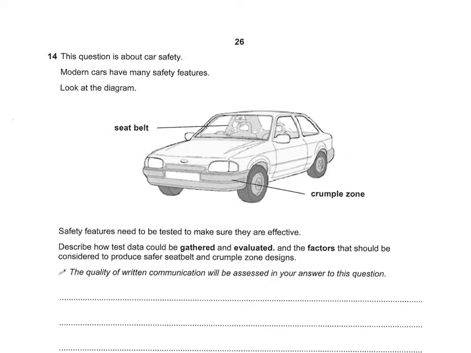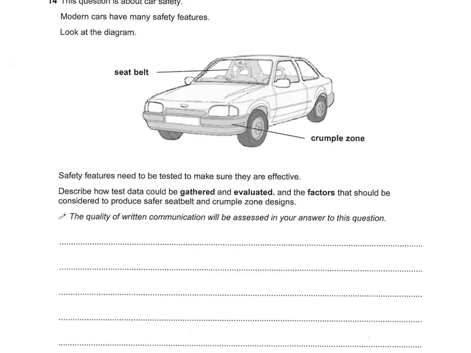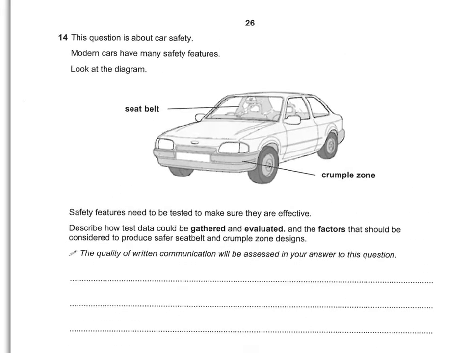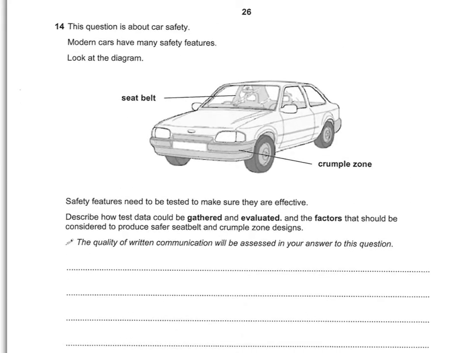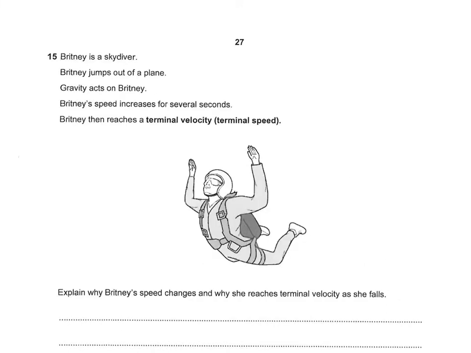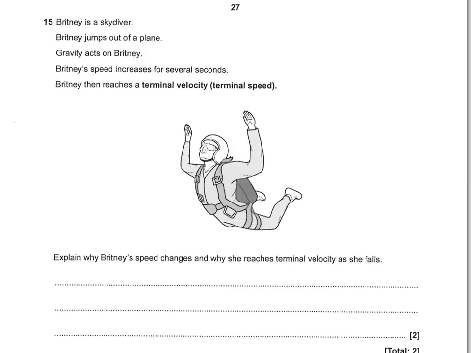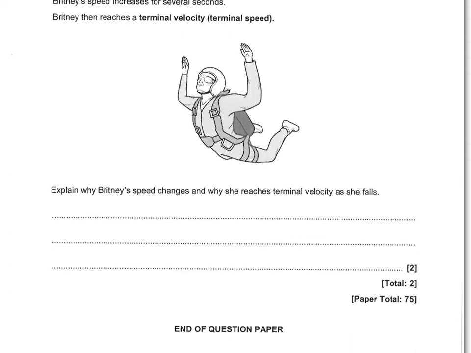This next question is a 6-mark question, so please can you mark this yourself using the mark scheme on the Google site, and then ask your teacher if you're unsure whether you've marked it correctly. Brittany is a skydiver. Brittany jumps out of a plane, gravity acts on Brittany, Brittany's speed increases for several seconds, Brittany then reaches a terminal velocity or terminal speed.